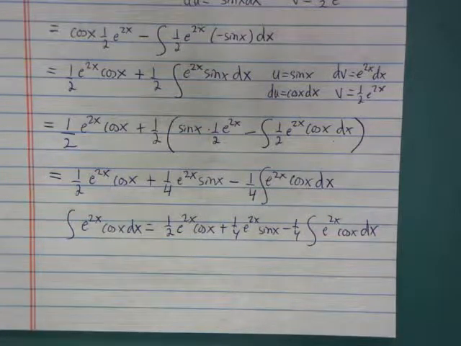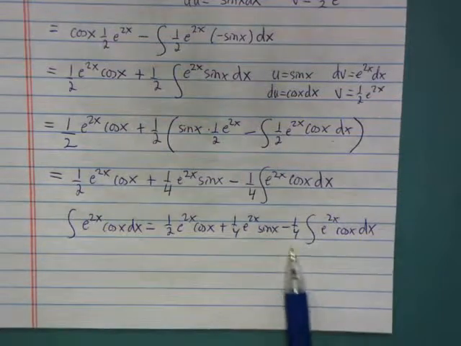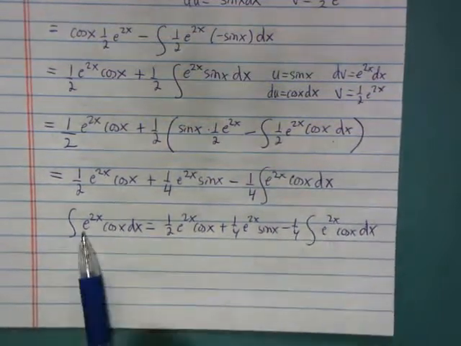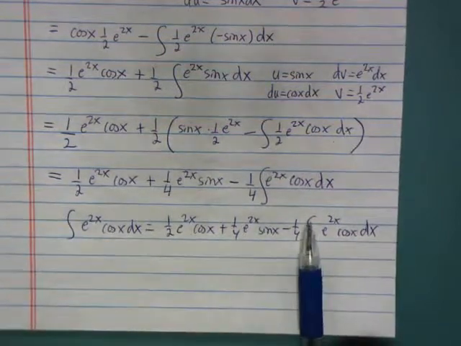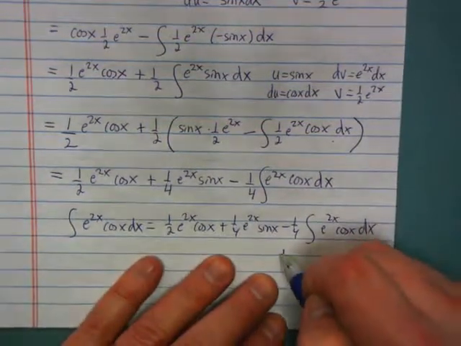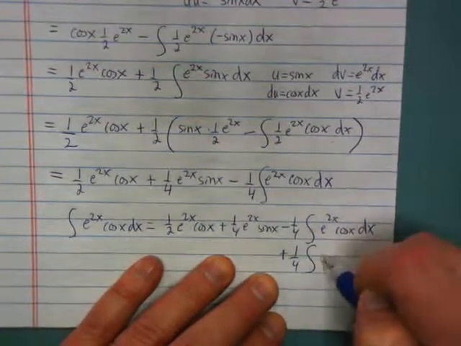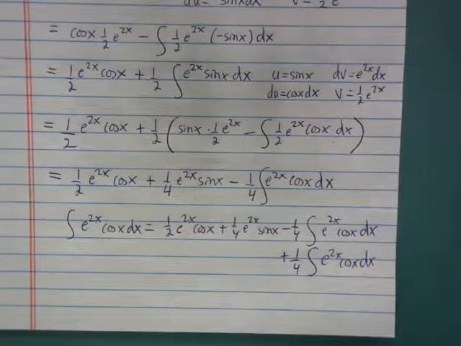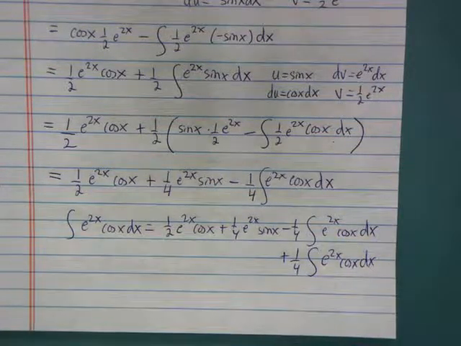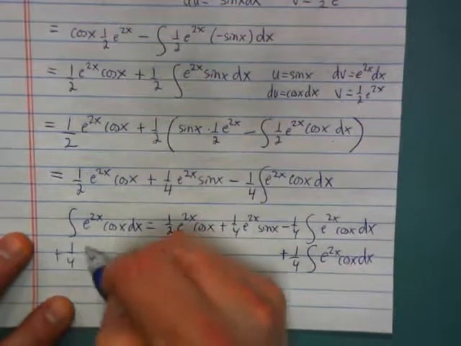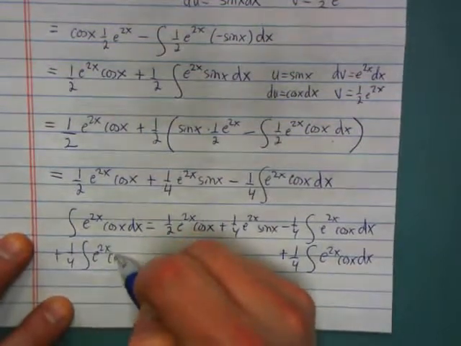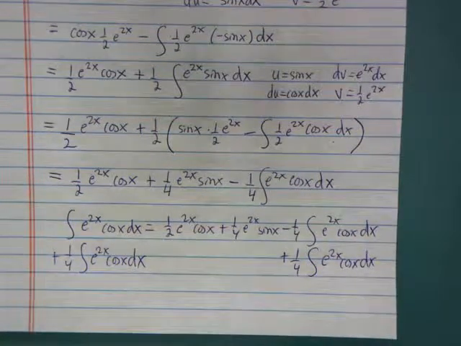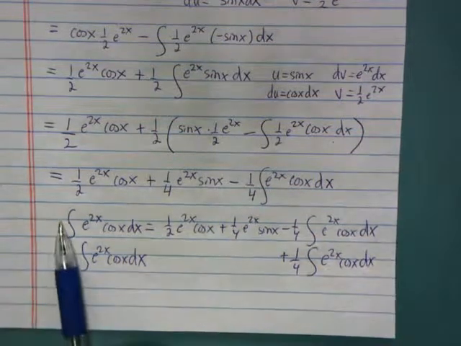So what I'm going to do now is take this thing right here that I cycled around to, and add it to both sides of the equation. So I'm going to add 1/4 integral e to the 2x cosine x dx. But if I add it on the right-hand side, I have to add it on the left-hand side. Plus 1/4 integral e to the 2x cosine x dx. So what happens on the right-hand side? Those cancel out. They add up to 0. What happens on the left-hand side?